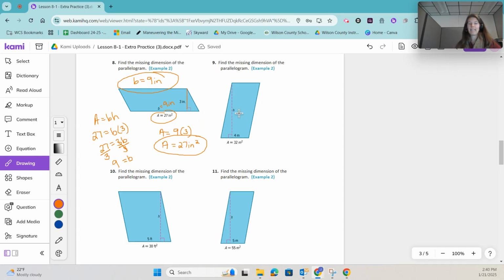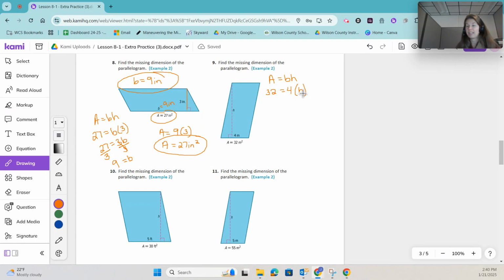What if my height is the missing piece? I use the same formula. Area equals base times height. So I have my area they give me is 32. Again, substituting in just for the numbers they give us. b is 4. And my height is h. We don't know it yet. So 32 equals 4h.